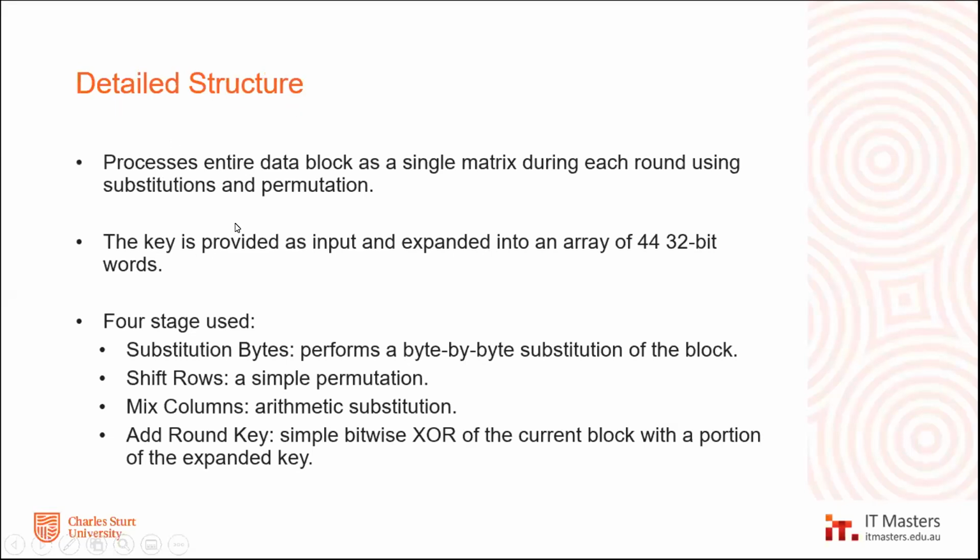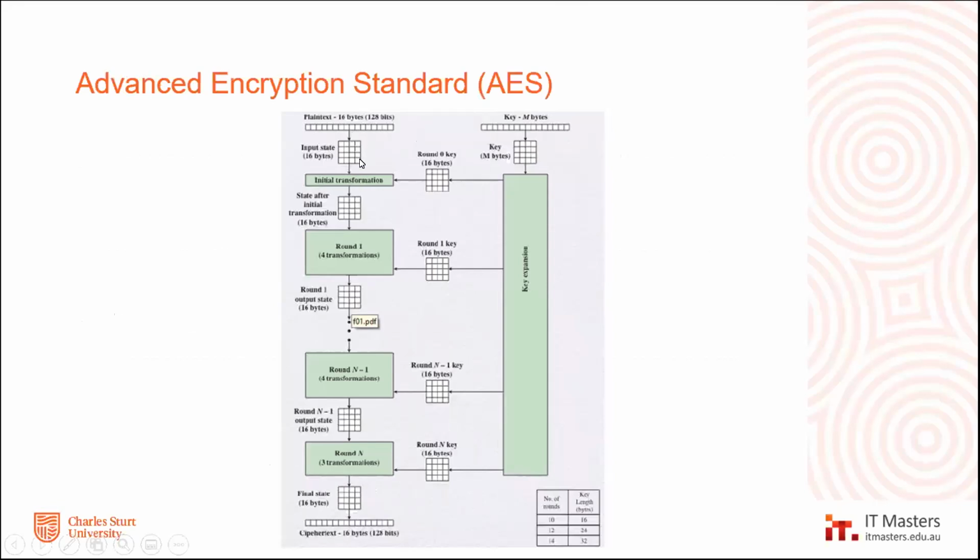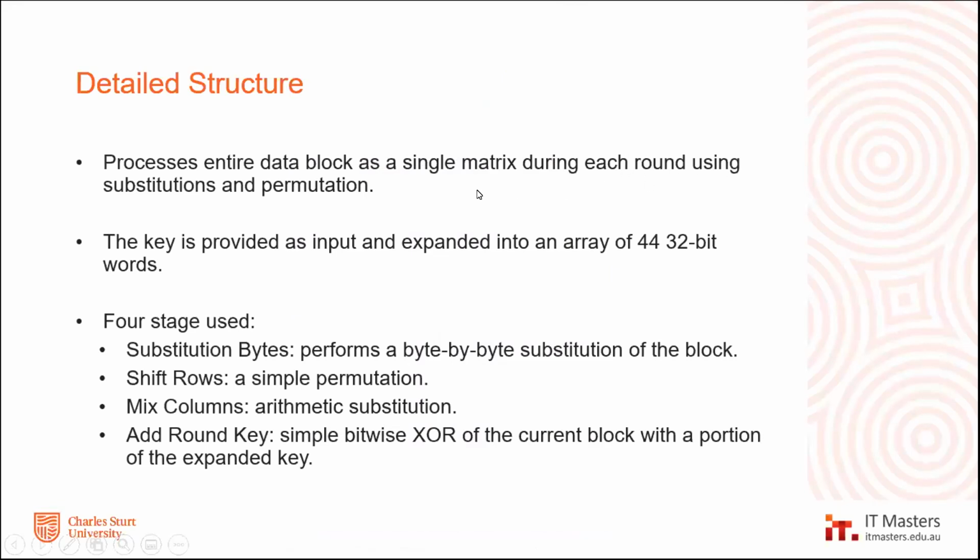So the detailed structure. Just quickly, we'll get through these last couple of slides. It processes the entire block, so all 128 bits. It converts it into a matrix, as we saw in this slide here. So it's a 4x4 matrix. During each round, it uses substitutions and permutations, which it performs on that entire block in matrix form. The key is provided as an input and expanded into an array of 44 32-bit words. So it's a lot of work happening there with the key. It then does the substitution of bytes, which is a byte-by-byte substitution of each individual block. It does a simple permutation in the shift rows. It does an arithmetic substitution when it mixes the columns. And then it does a simple bitwise exclusive OR of the current block with a portion of this expanded key. It does that each round, up to 10 rounds.